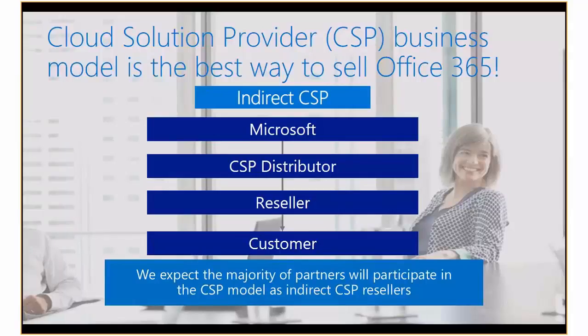All right, for our first step, just a brief overview of the Cloud Solution Provider model, CSP. This is a new model that we introduced last summer at WPC, and it is a new way for partners to procure Office 365 and our other cloud solutions for their customers. So if we look at this model, we can see that you as the reseller are in the middle there, and you will be selling directly to your customer. You'll be purchasing from a CSP distributor, who in turn purchases from Microsoft. So this is what we're calling our indirect CSP model. And we do expect that the majority of our partners are going to participate in the CSP model as indirect CSP resellers.